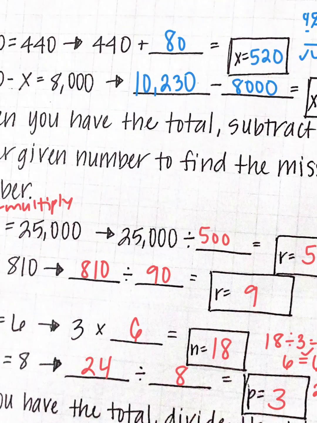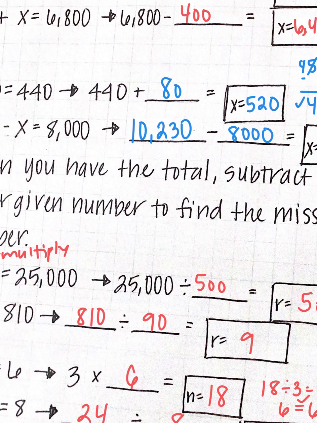Back up here, if you look at number 4, I'm given the total right here. I'm taking away something from the total. So to solve it, I just subtract the other given number from the total to figure out what that missing number is. So it's not always the inverse when you subtract and when you divide. You've got to look to see, what do you have, what do you know? If I have the total, I'm going to go ahead and subtract or divide.